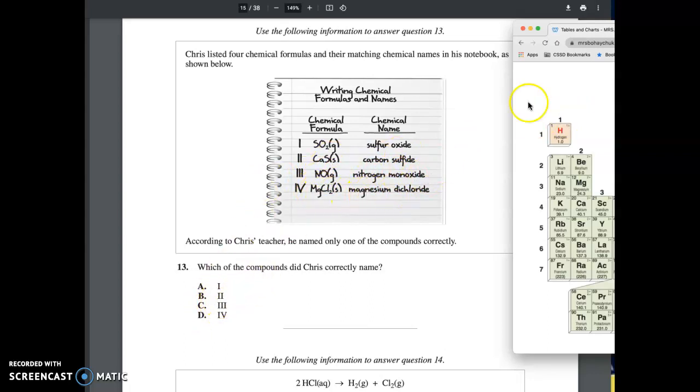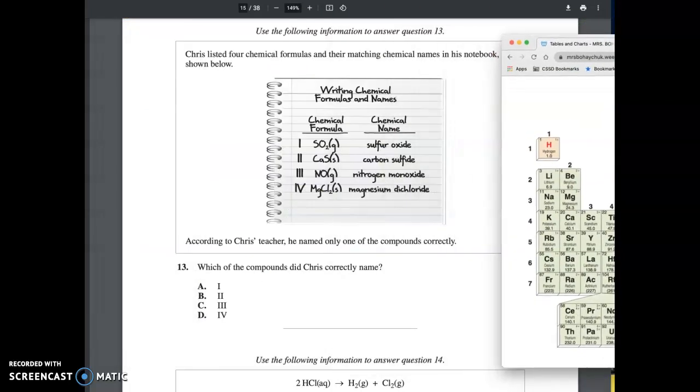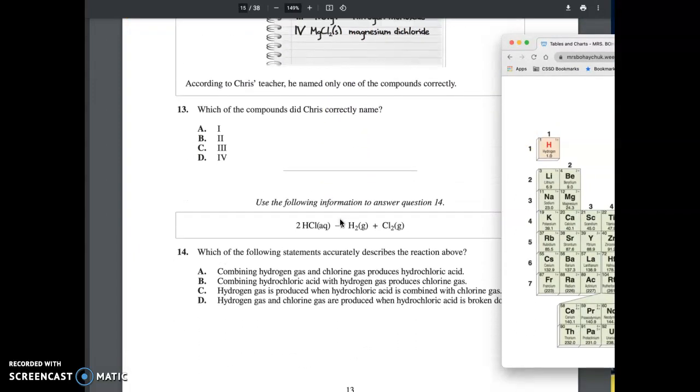And magnesium dichloride. Let's take a look. Magnesium here, chlorine here. So we have a metal and a nonmetal, so that's ionic. So that means we don't use the prefixes. So we should not have mono, di, tri, tetra, penta, all those things on there. Okay, so we don't want the magnesium dichloride. It would just be magnesium chloride in that example.